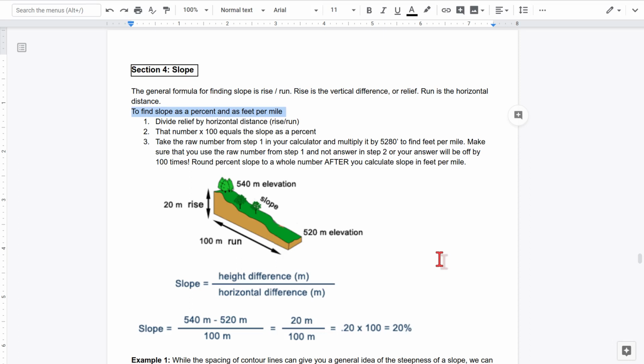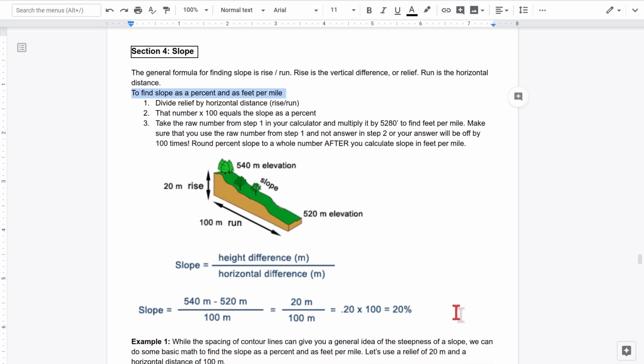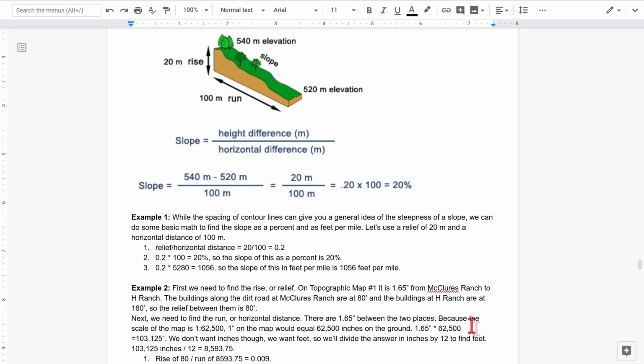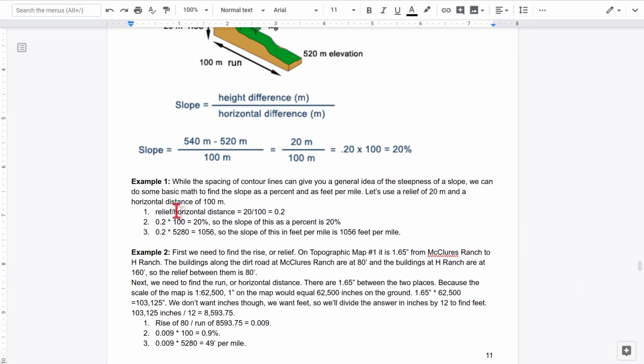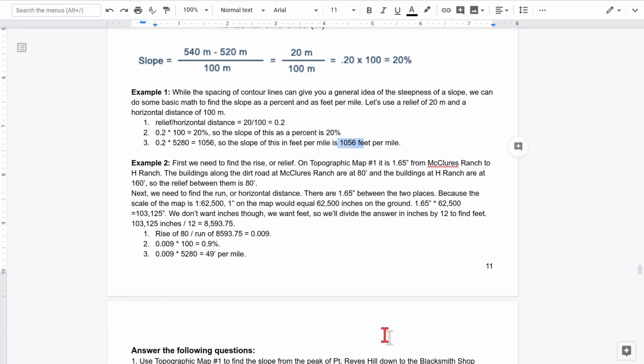So 0.2 times 5280. So 1056 would be the slope expressed in feet per mile. There would be 1056 feet per mile. There's some examples. In fact, this example, it's the same example. I didn't remember that was there. So 0.2 times 5280 is 1056. So the slope in feet per mile is 1056 feet per mile.